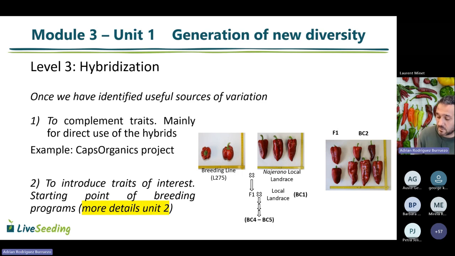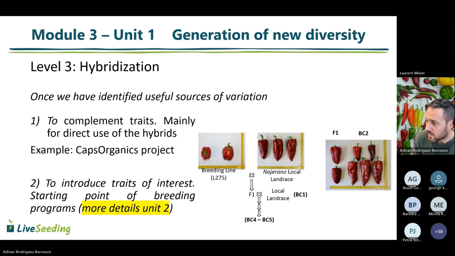This is the case where we are going a step forward. Imagine that, working with these 20 or 30 new varieties I have introduced in level 2, I have discovered that new variety number 5 and number 10 can be used directly for my breeding objectives and to fit the breeding objectives. Perfect. And it will be selected and used directly.